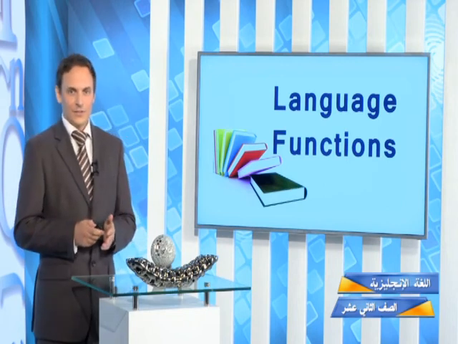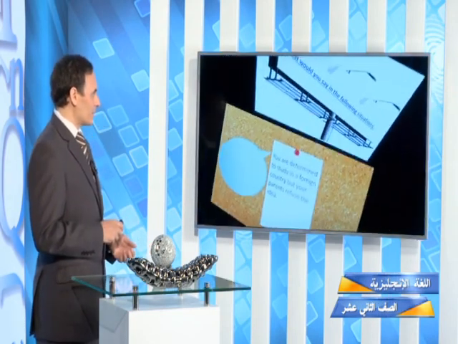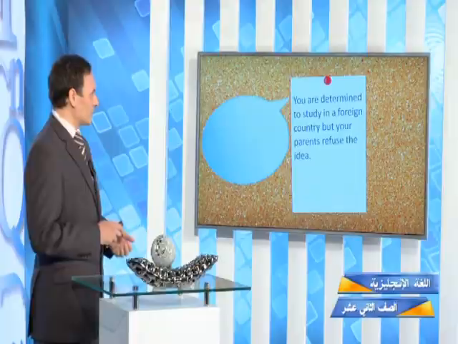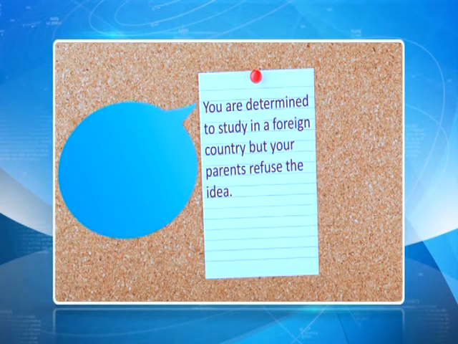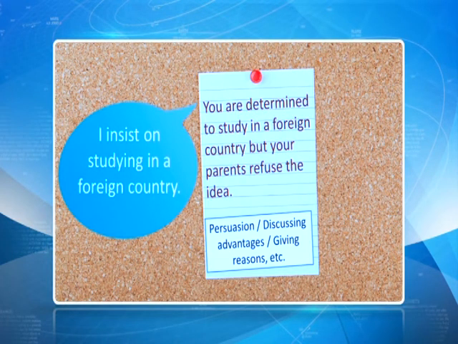Welcome back, dear students. So let's continue with the third part of the exam, which is language functions. So what would you say in the following situations? First situation: you are determined to study in a foreign country, but your parents refuse the idea. So you can use persuasion, discussing advantages, or giving reasons, such as, I insist on studying in a foreign country.